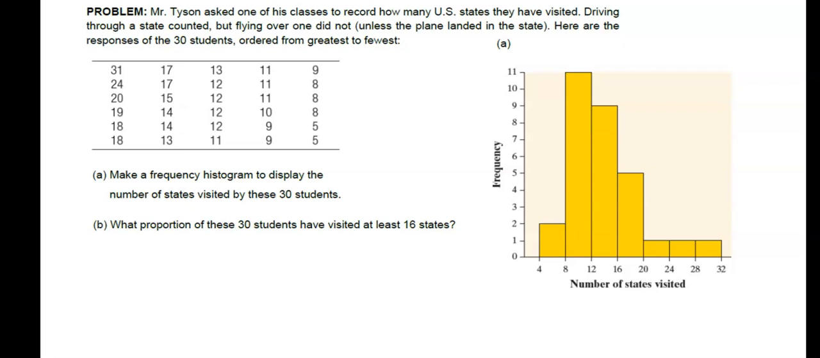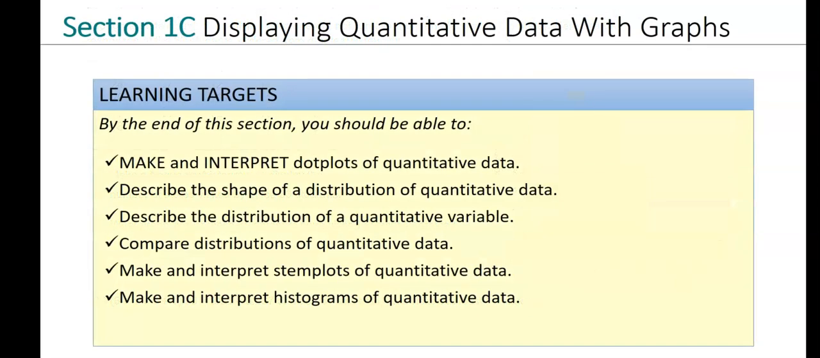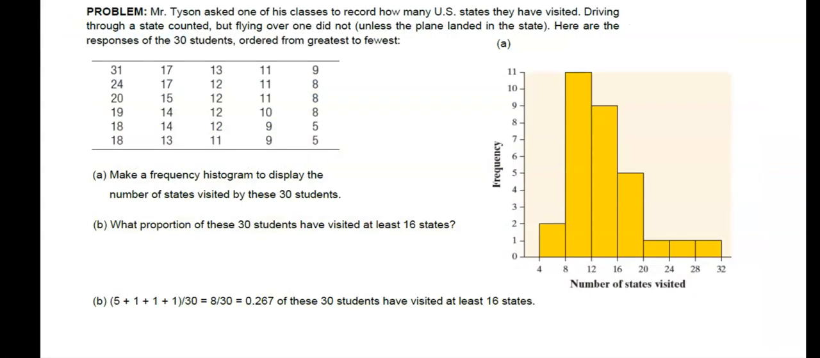What proportion of 30 students have visited at least 16? So 16 or more. So that would be 5 in that first bin above 16, 6, 7, 8. So 8 out of 30. So 8 out of 30 is 26.7% of the students who have visited at least 16 states. And that's your lesson for today.